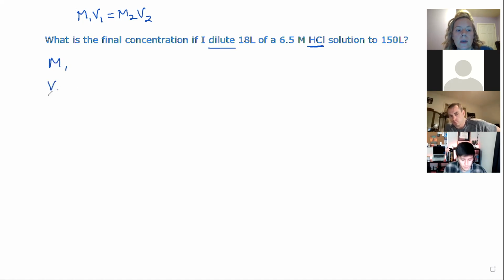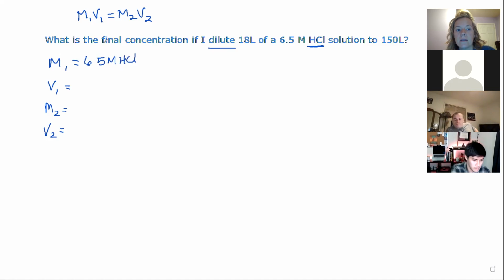So M1, V1, M2, and V2. The 1 is talking about the more concentrated thing. So in this case, the more concentrated thing is my starting solution, which is 6.5 big M HCl. It says, what is the final concentration? So I'm trying to find M2. My V1 is going to be my smaller volume. So 8.5, not even close, Candace. 18 liters. And our V2 is 150 liters.